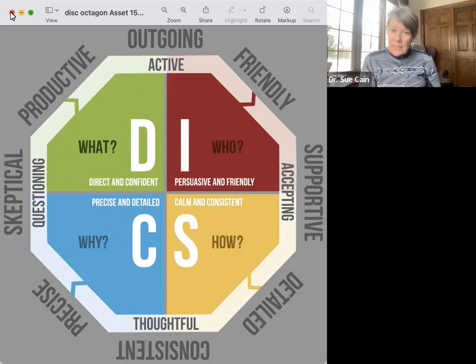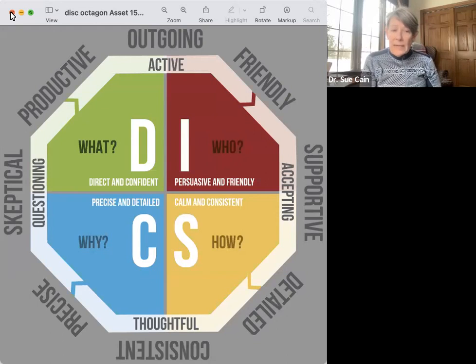A D person stands for dominant, and that's somebody who likes to get things done. That doesn't mean they're dominant over people. It means they're dominant over the task. They're direct and confident, and they're focused on what needs to be done. Now, if they started a task, they'd be joined by an I, an influential person. I stands for influential. It also stands for persuasive and friendly, and that individual is focused on who should I help. So if a D starts a task, they're joined by an I who's going to help out.